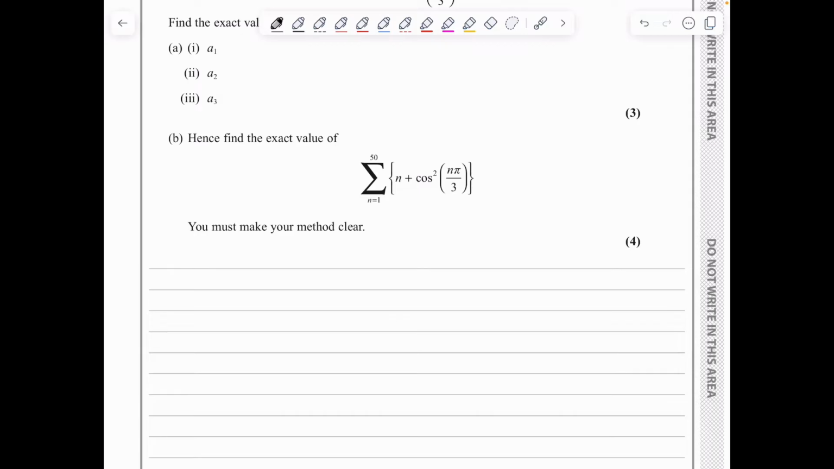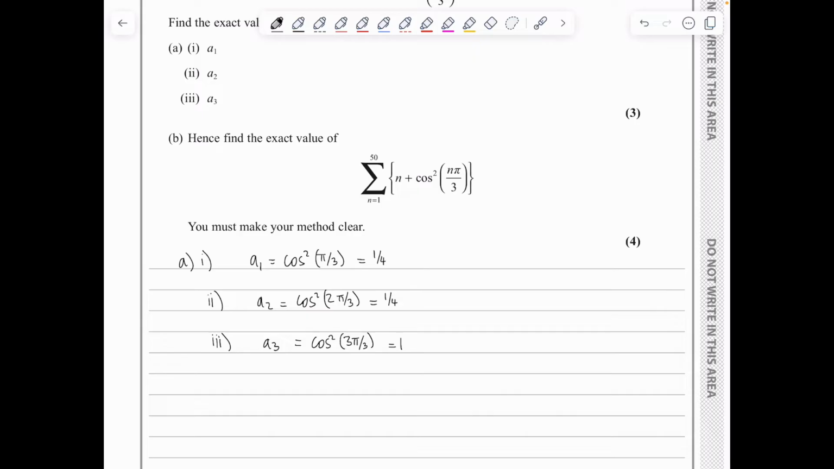So for a1, this is cos squared of pi over 3, which gives an answer of a quarter. For a2, this will be cos squared of 2 pi over 3, which is also a quarter. And for a3, we have cos squared of 3 pi over 3, which gives an answer of 1.